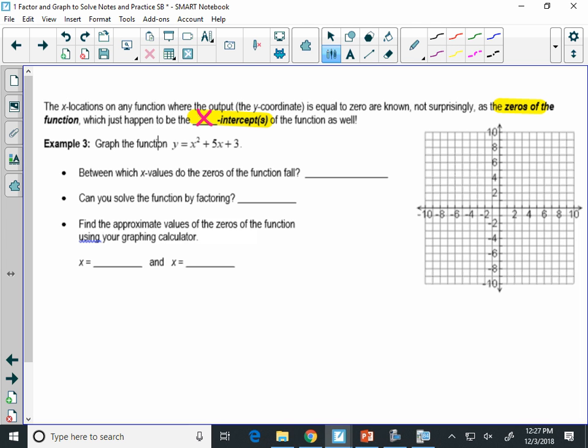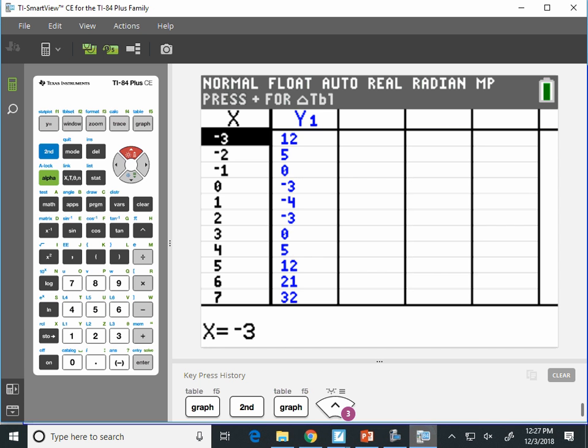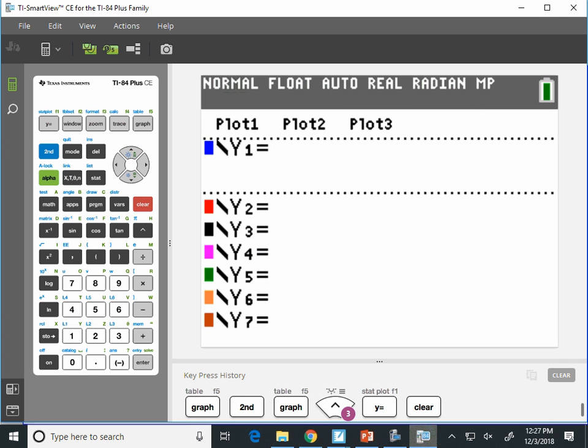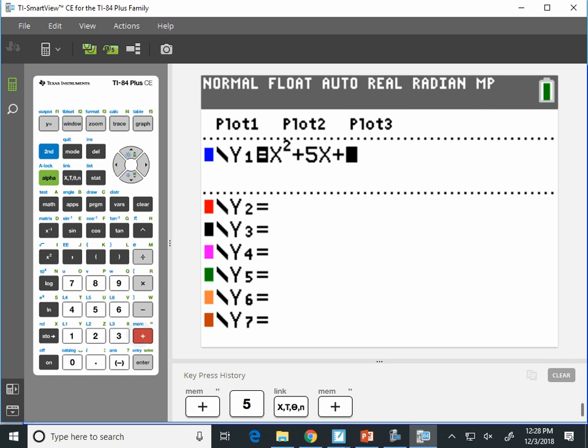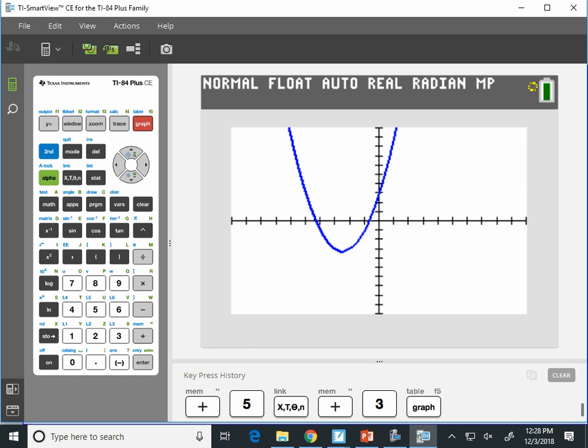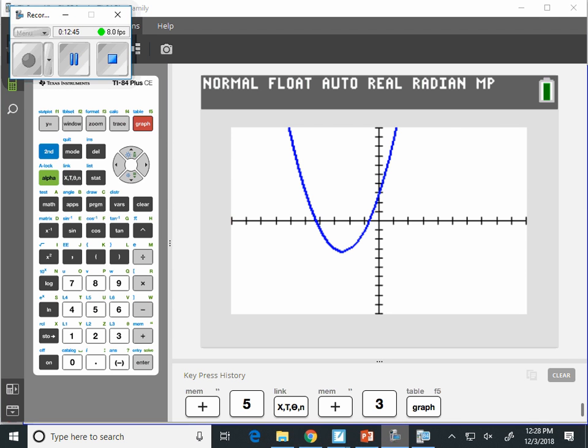So now let's take our calculator again. I want you to graph x squared plus 5x plus 3 on your calculator. Everyone should be hopefully back to Zoom 6 now, or standard window. X squared plus 5x plus 3. Hit graph. I want you to take a minute, and then you should have a picture that looks like this. Graph that onto your paper.